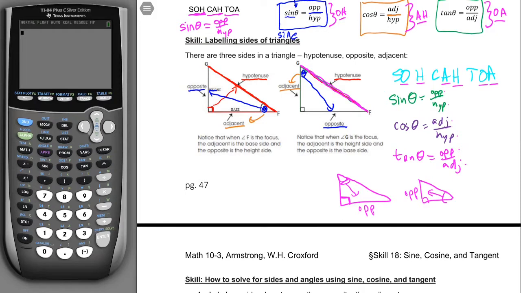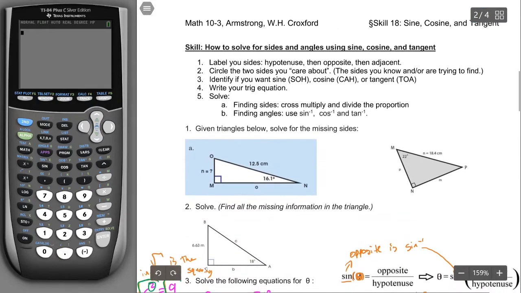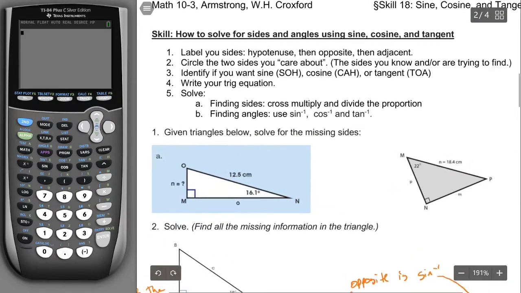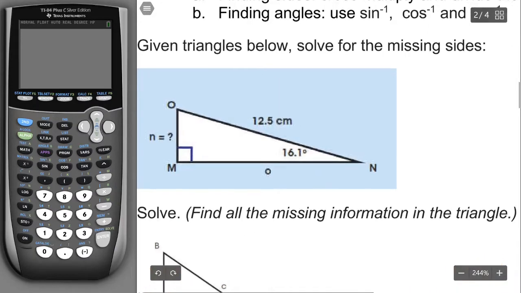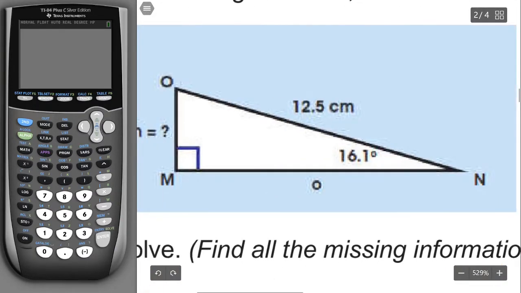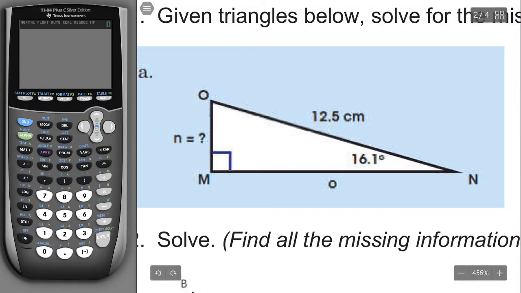And in the last video, I showed you how to find the angle when you didn't know it using two sides. In this video, I'm going to show you how to find the sides when you know the angle and one of the sides. So let's go through. So given the triangle below, solve for the missing sides. Okay, let's zoom in on this.